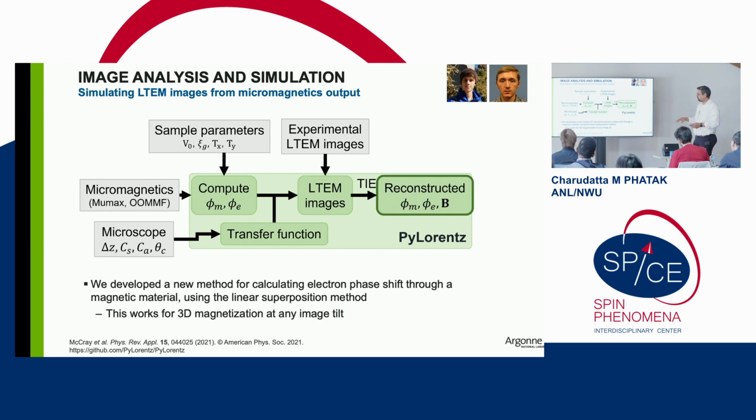and then compute the phase shift of the electron. One of the developments we did for this particular work was that we incorporated a new method for calculating electron phase shift, such that for more complex 3-dimensional magnetization maps, we can do that for any sample tilt direction. And then once we have the phase computed, using the microscope transfer function, we can simulate the Lorentz TEM images or have the experimental Lorentz TEM images, and then we implemented the TIE technique to reconstruct the phase shift and the magnetic induction maps.